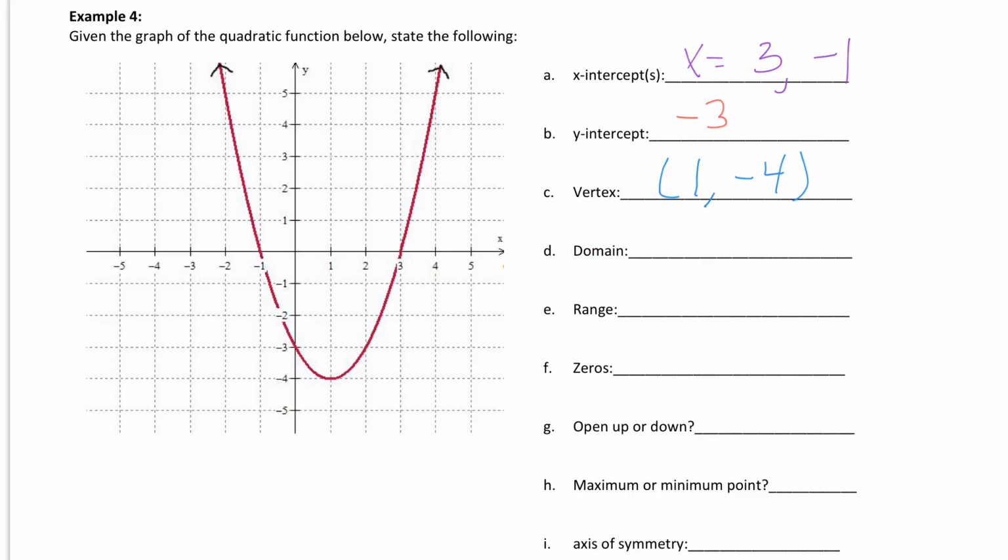Next, I want to find my domain. In my domain are all my possible x values. So again, domain is all the possible x values. We talked about domain and range with our lines as well. If I look at my x values, I'm trying to see if every x value will have a point somewhere on my graph.